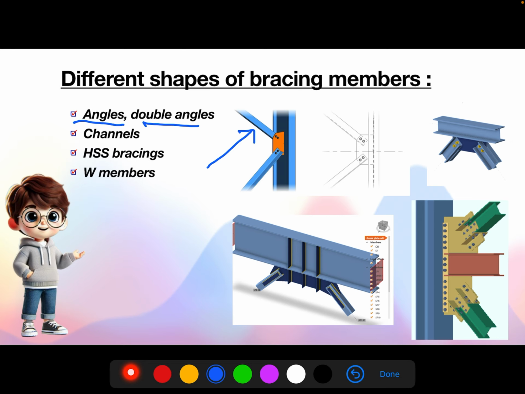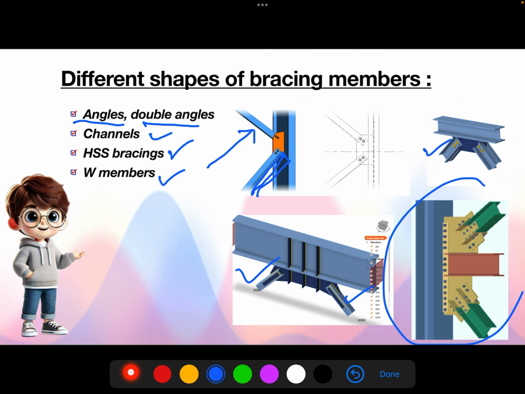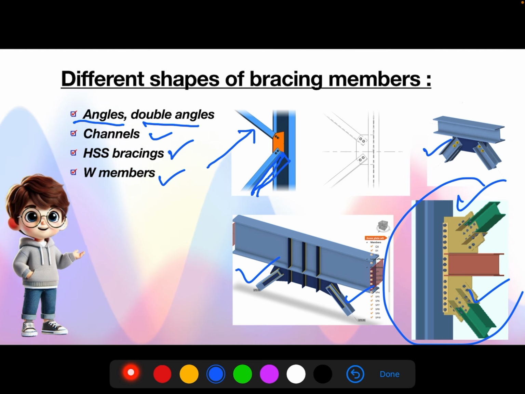In the same way, double angle means there will be one more angle profile which is connecting to back of this angle. Okay, and channels, these are the channels. Double channels also can be used based on the loading conditions. And HS bracing, this is the HS bracing, and W members, and these are W members. These W members mostly we will use when it comes to trusses. When there is a big truss which is having some diagonal members, at those conditions we will provide W members.